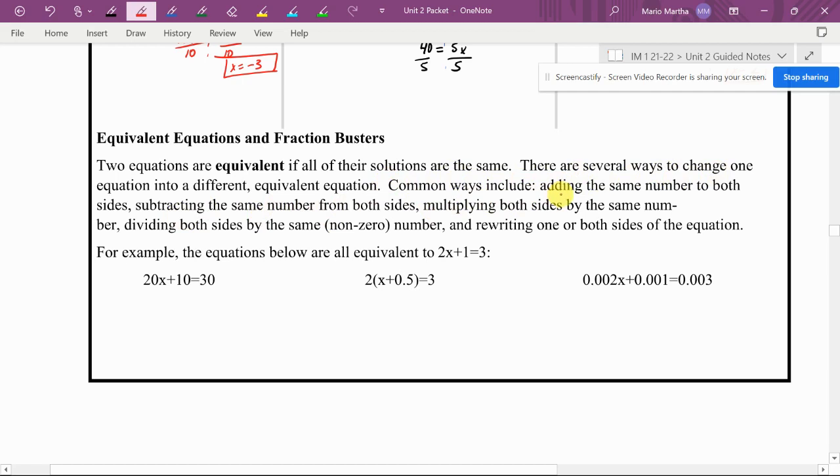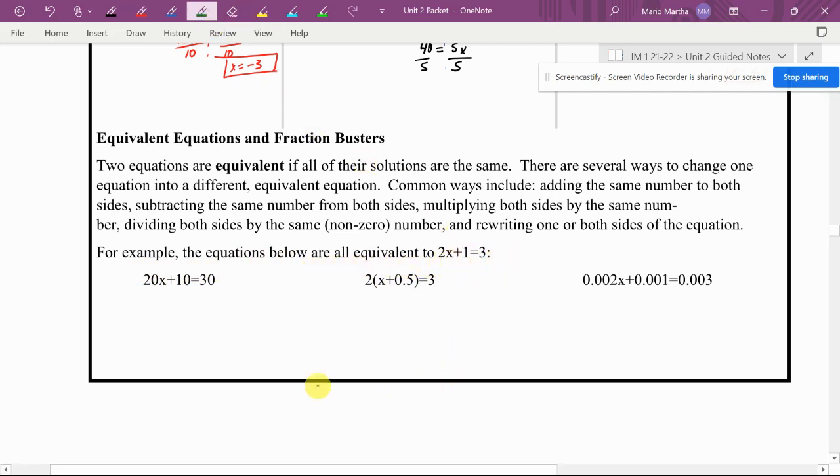Common ways include adding the same number to both sides, subtracting the same number from both sides, multiplying both sides by the same number, dividing both sides by the same non-zero number, and rewriting one or both sides of the equation. Remember, rewriting could be like using the distributive property, or even getting rid of fractions is considered rewriting. So here it says, for example, the equations below are equivalent to 2x plus 1 equals 3.